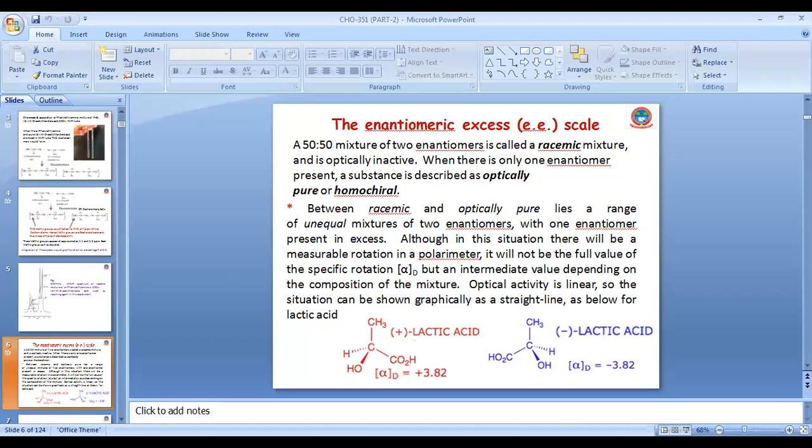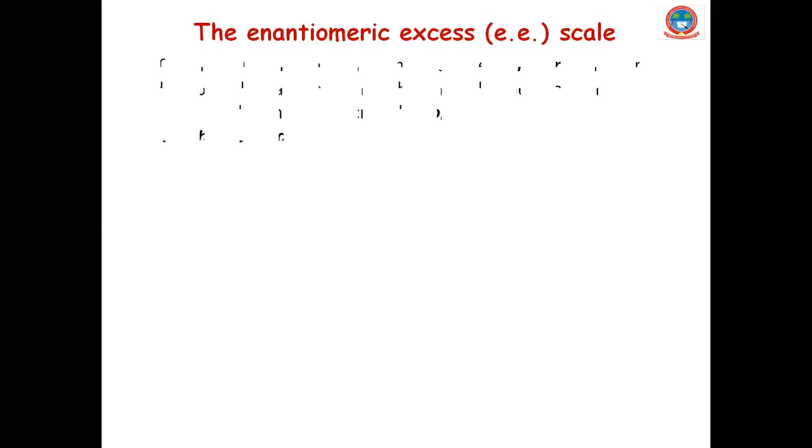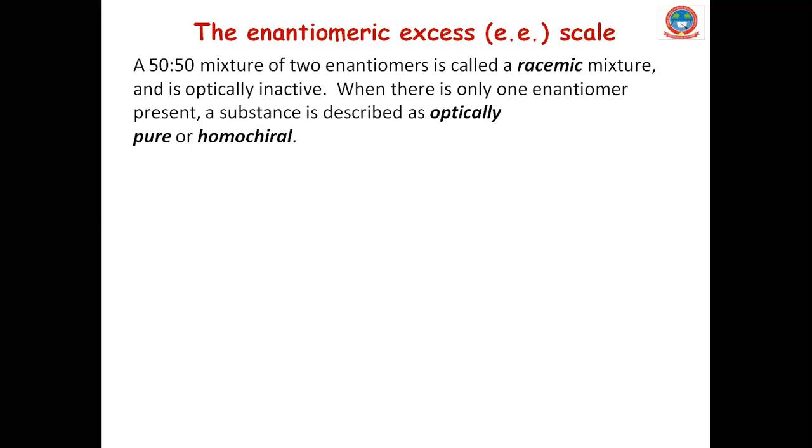Generally, the mixture is composed of two isomers. We call them enantiomers. One is R and another will be S according to the CIP rule. Cahn-Ingold-Prelog rules are there to give the nomenclature for the chiral molecule, R and S.